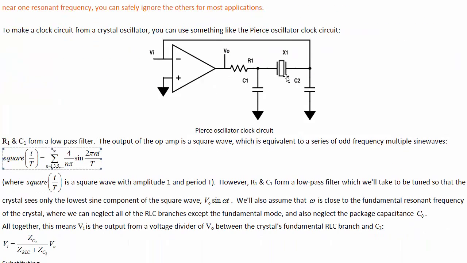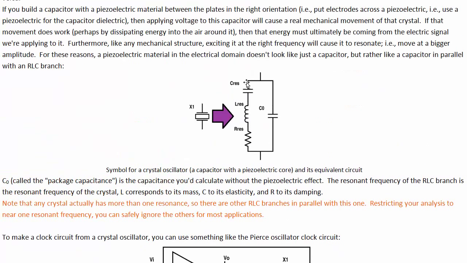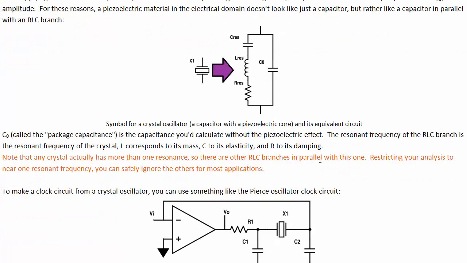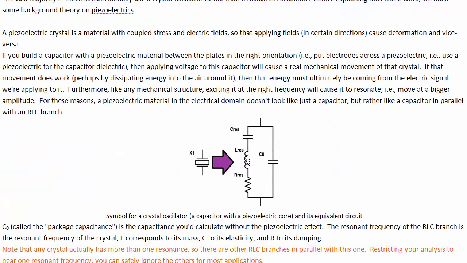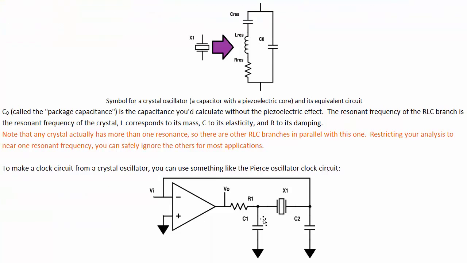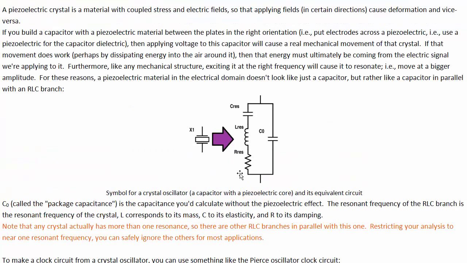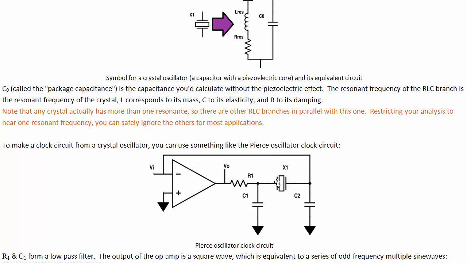Now this RLC branch, around the resonance, we're going to neglect the package capacitance here, and we're going to neglect the other resonant modes. Any mechanical structure is going to have multiple resonant frequencies. A single mass on a spring maybe just has one resonant mode, but any real physical system in 3 dimensions has lots and lots of resonant modes. So we're just going to look at the fundamental mode and neglect all the other RLC branches. So this is just behaving like an RLC, and we've got this capacitor here.